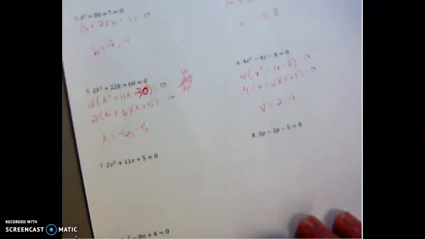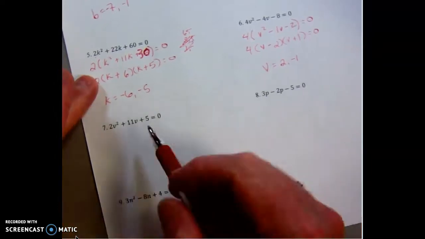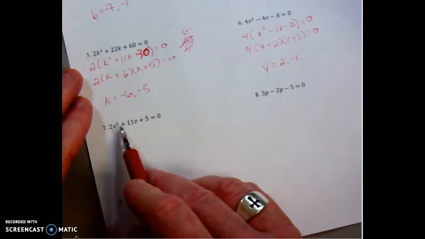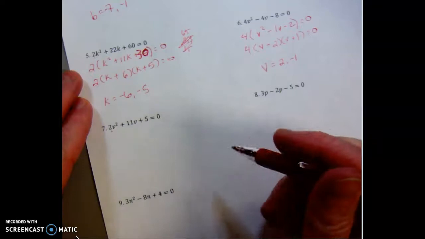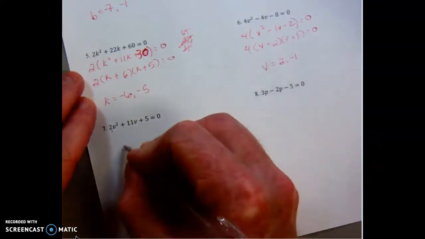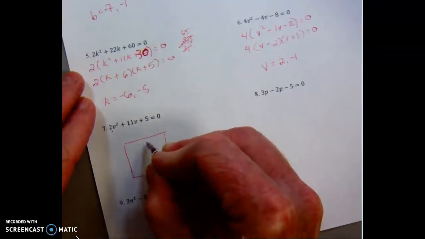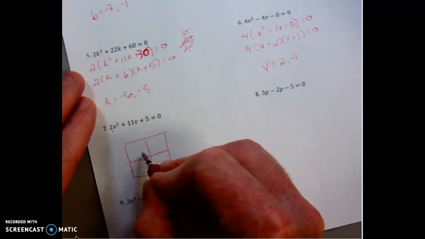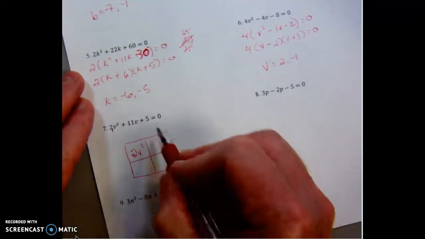All right, these last 3 are a little bit different, a little tougher. We have an A value, but I can't divide all of these by 2. So that creates a problem. So I like to undo these using the box method. Okay, so in these 2 diagonal boxes, I'm going to put the first term, 2v squared, and the last term.